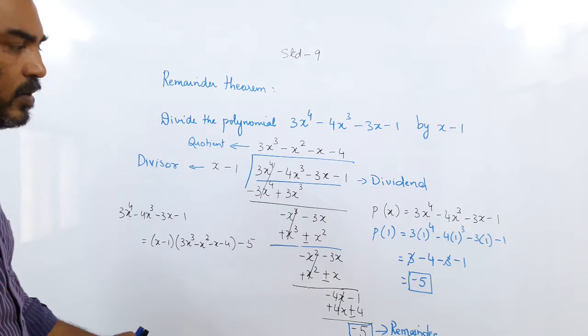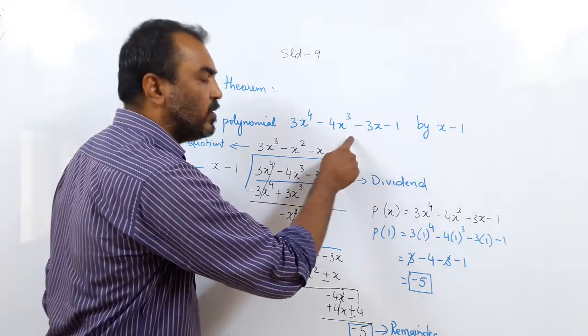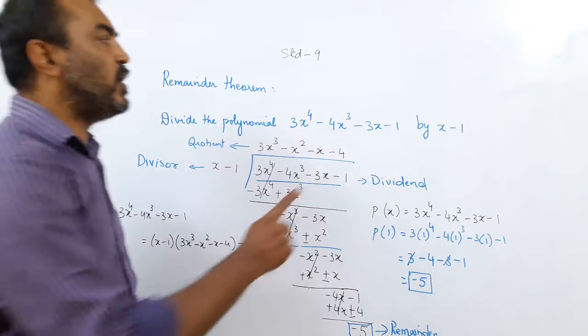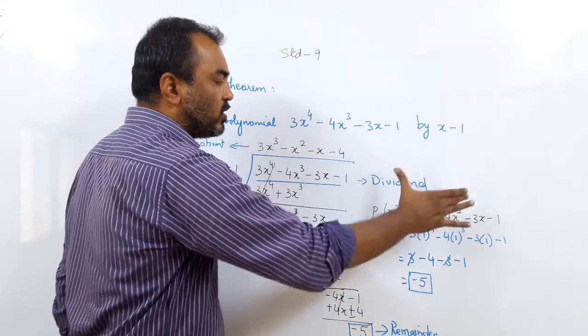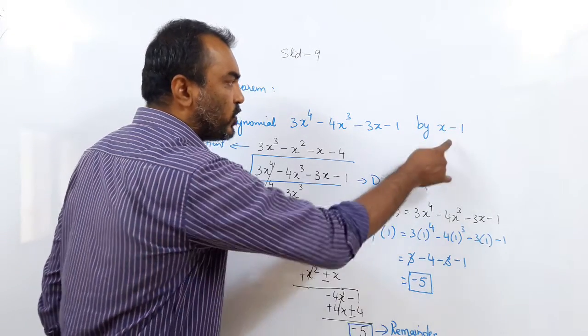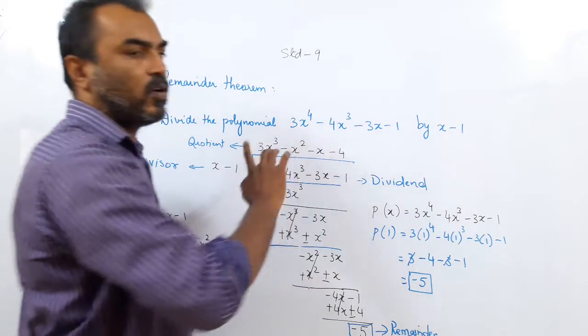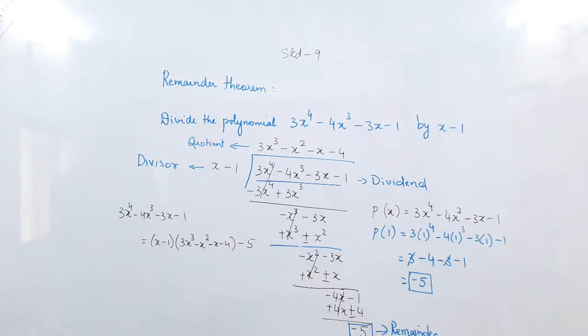Practice this method. If you are told to only find the remainder, or you are asked to find if it is a factor, this is a small method. You put the value, check the remainder. If the remainder is 0, this is a factor of the polynomial. If the remainder is not 0, this is not a factor of the polynomial. So this is what the remainder theorem is telling us, a very shortcut method to find out whether a given polynomial is a factor or not a factor. Is it clear to you?